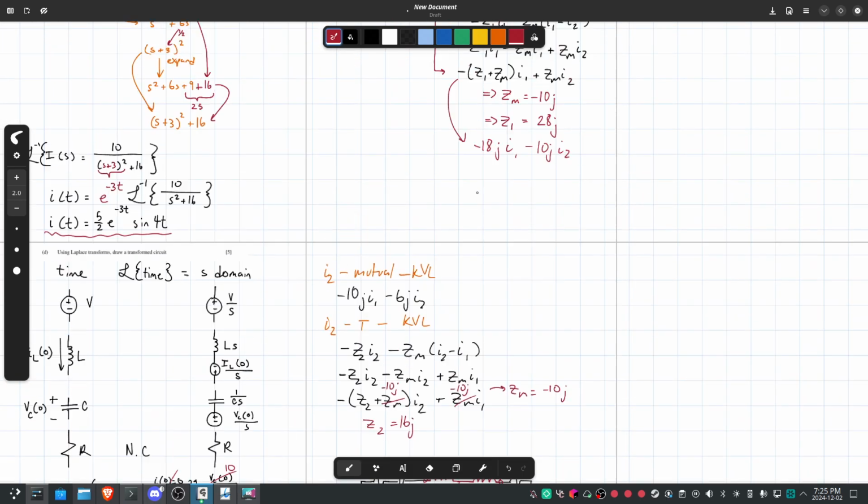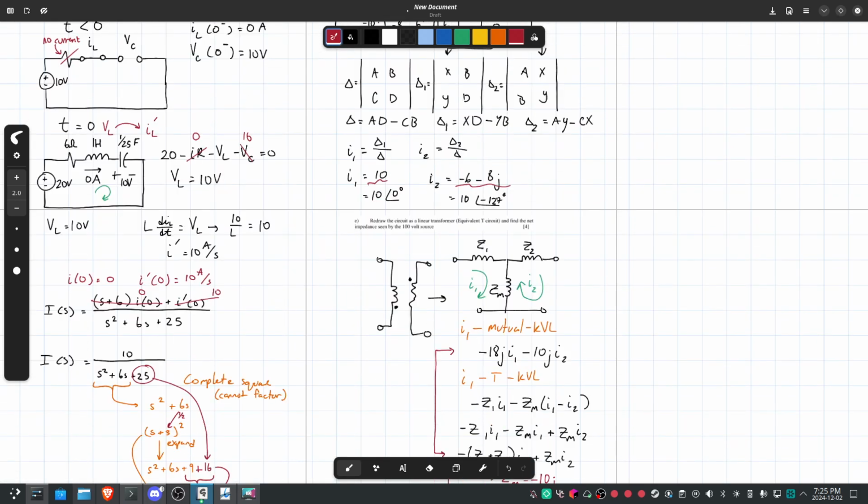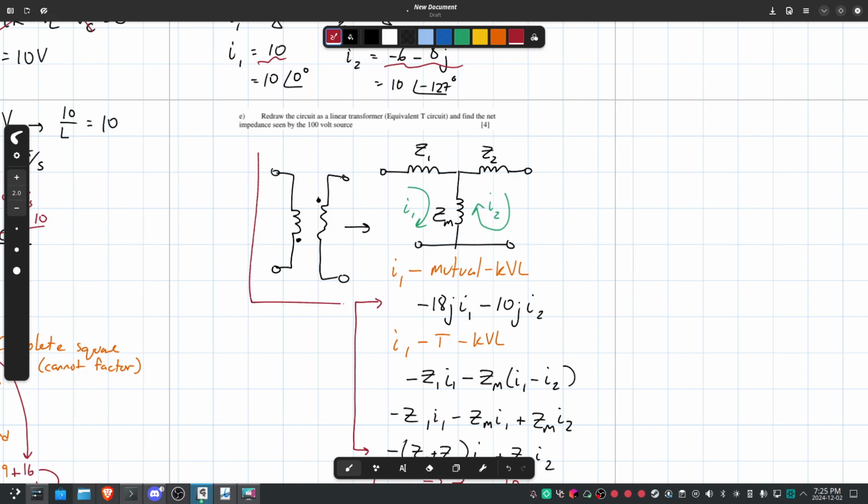Let's recap here. So if we start at E, we are trying to turn the mutual inductance.